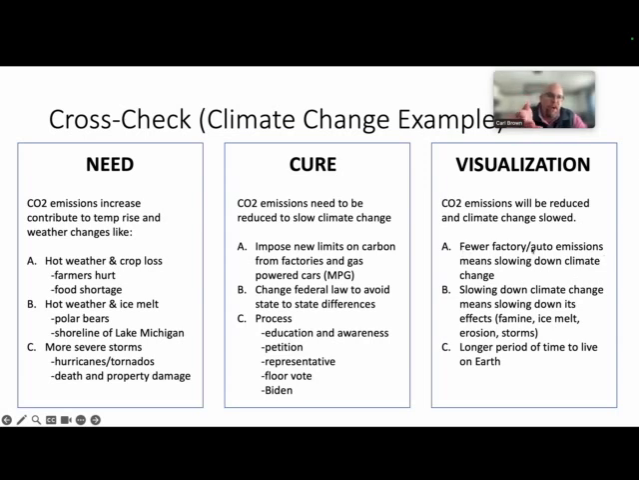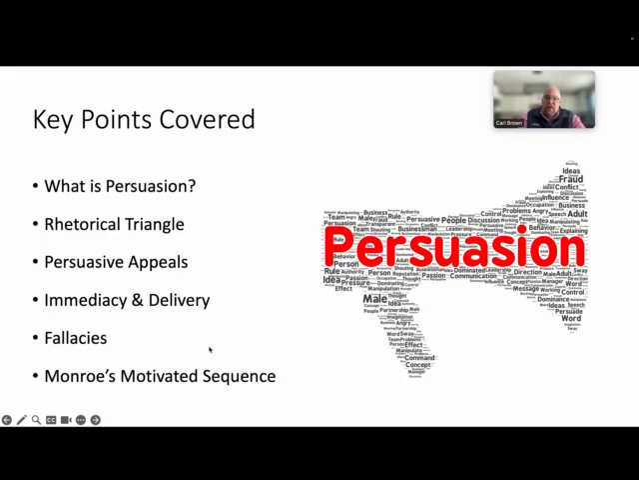well, now we have fewer emissions, and so we slow down this change. When we do that, we're going to slow down the melt, like we're going to slow down the effects like famine, that's the crop loss and hunger, ice melt, erosion, storms, erosion, that's the Lake Michigan shoreline stuff we talked about right there, and that's going to give us a better, longer period of time to live on the earth with fewer storms, right? So I've mentioned the same things in my visualization as I did in my problem, because now they shouldn't be problems anymore if my plan goes through. So again, that's the basic stuff here with Monroe's motivated sequence.